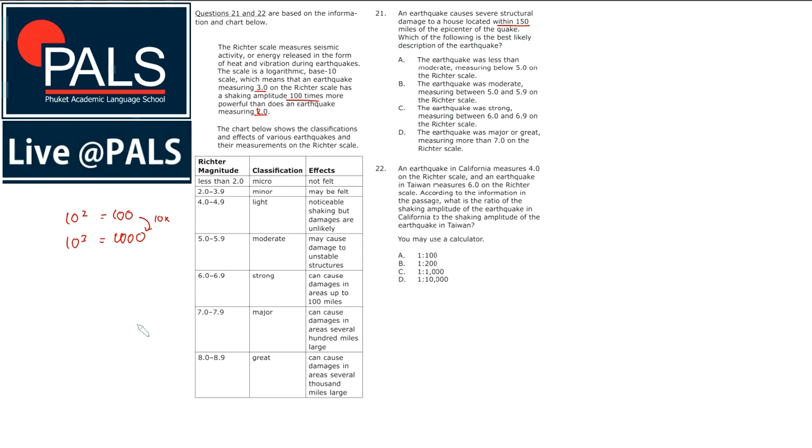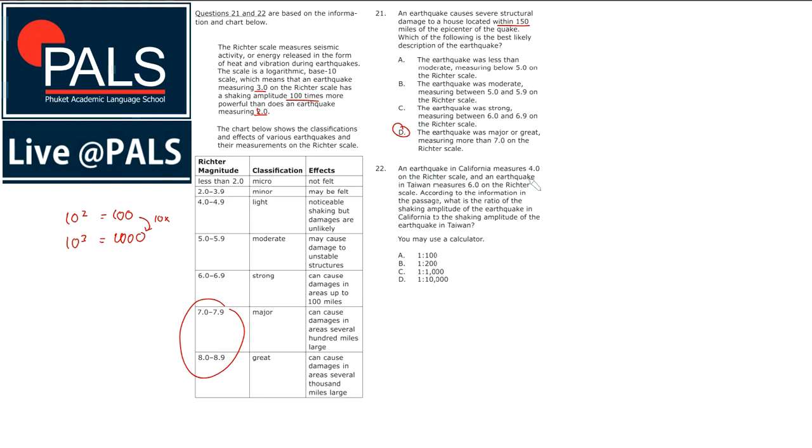So that is probably major. And yeah, we don't even have the option for great, so the earthquake was major or great. Yeah, that makes most sense. Major or great, these two can cause damage 100 miles plus. So the correct answer is D.